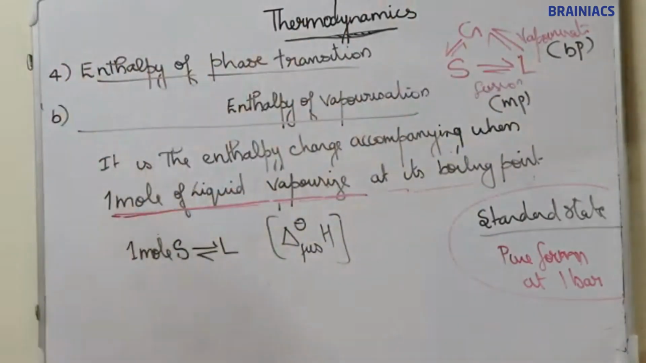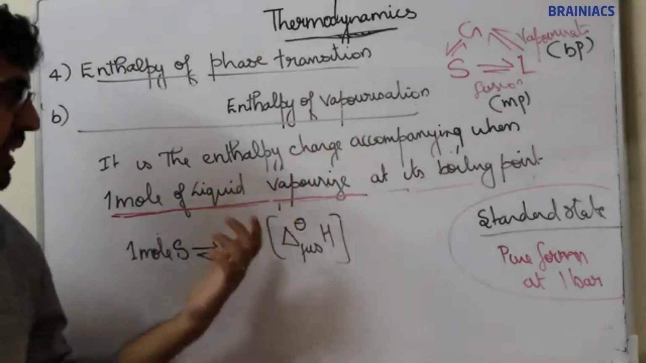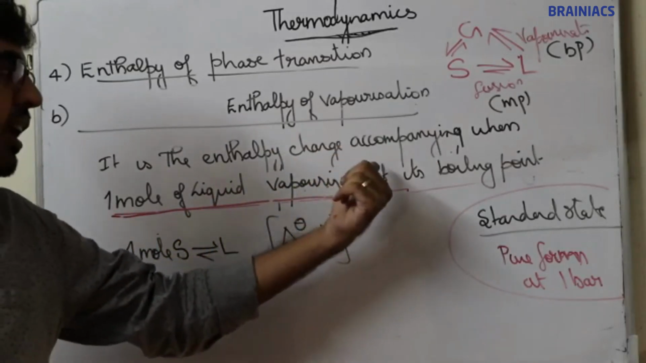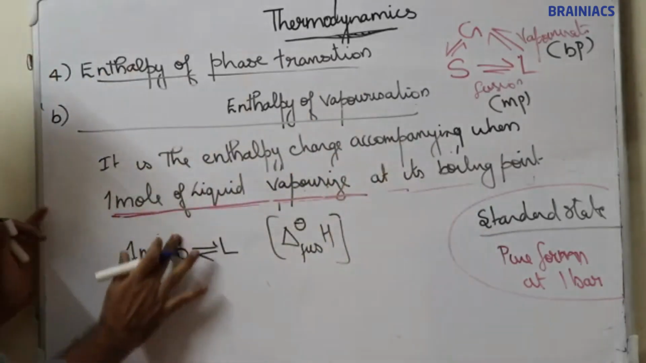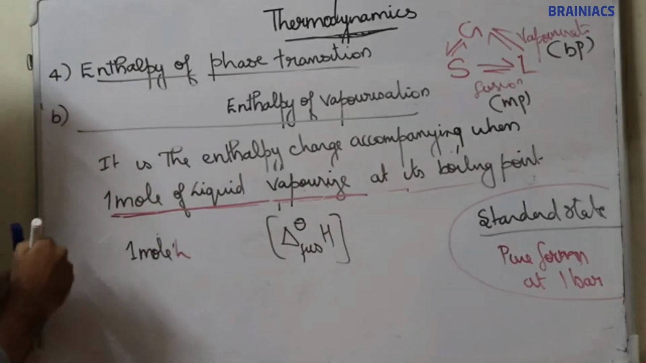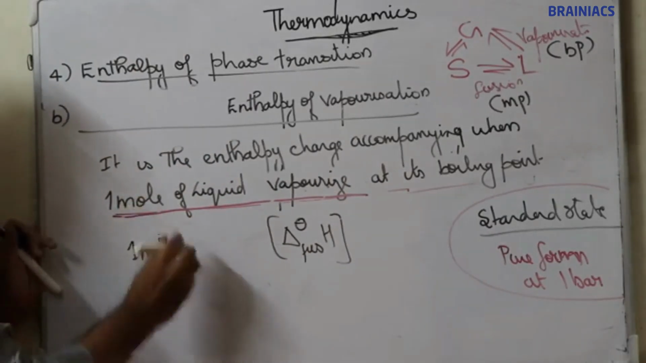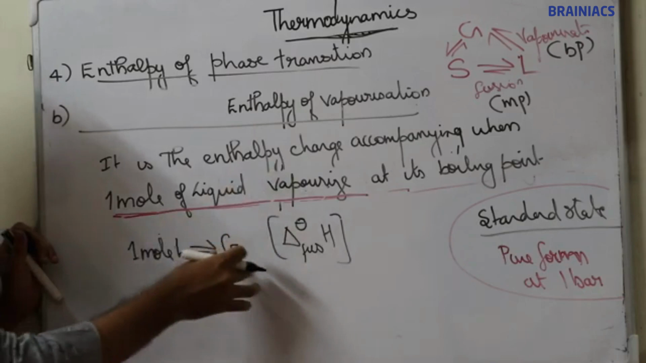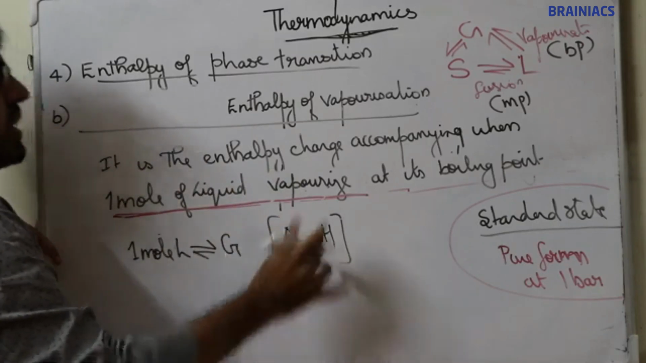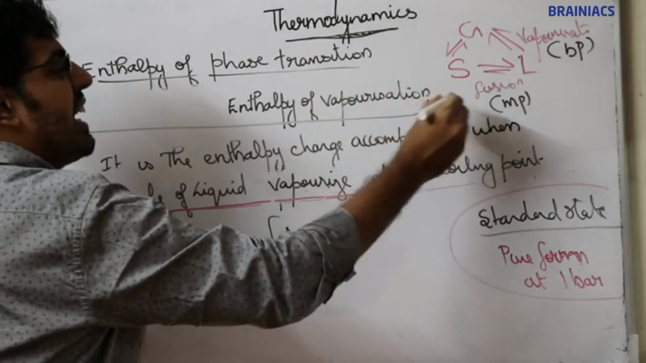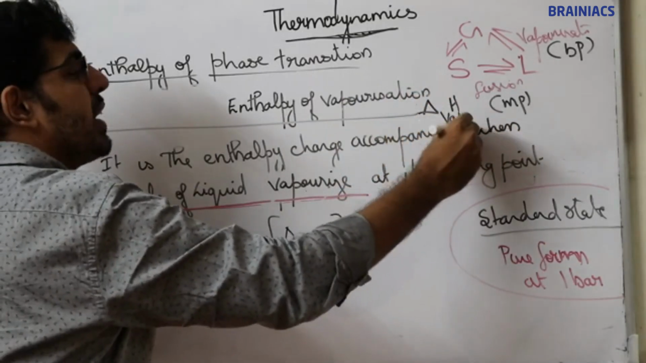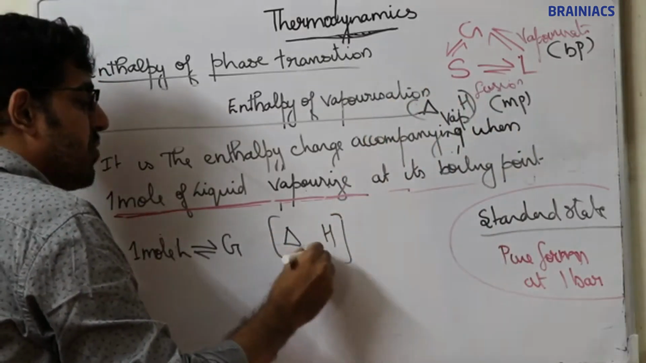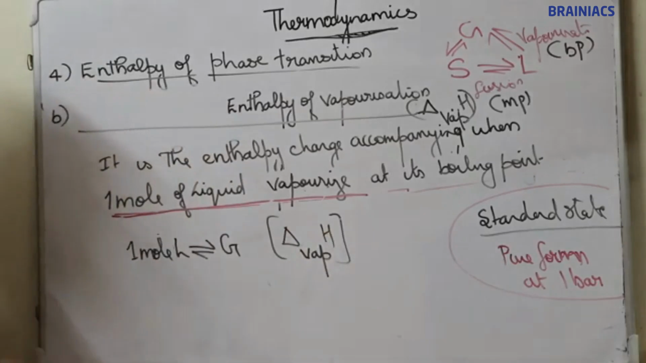Now what is enthalpy of vaporization? It is the enthalpy change accompanying when 1 mole of a liquid vaporizes at its boiling point, that is, 1 mole of liquid converts to gas. It is represented by delta H VAP, vaporization. I think it's clear.